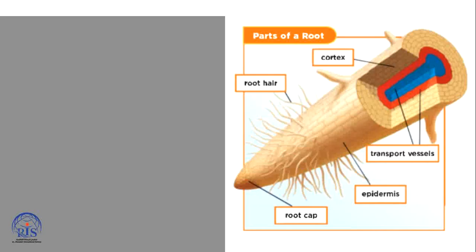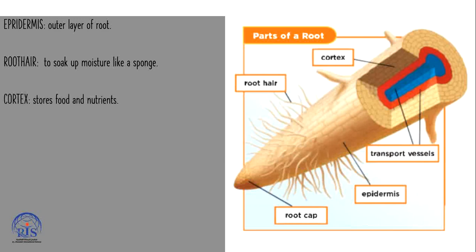Now we'll talk about the different parts of a root. The outer layer of the root is known as the epidermis. This outer layer, the epidermis, has root hairs and it absorbs water. As we learned, root hairs are present outside the epidermis and they soak up moisture like a sponge.